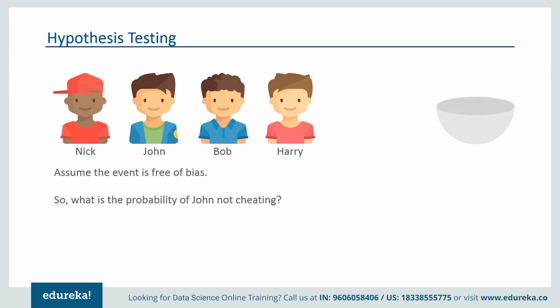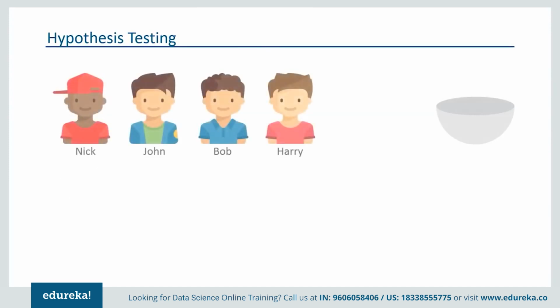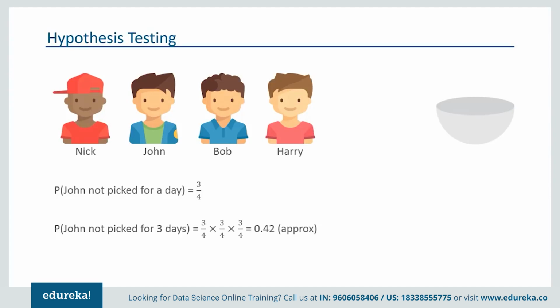Now if we give him the benefit of the doubt, let's consider if John is not picked for a day, the probability is fairly high. We have a 3 by 4 probability, which is 75%. Now if John is not picked for 3 days in a row, the probability drops down to 0.42 approximately, which is also 42%. Now let's take a situation where John is not picked for many days in a row. Let's say 12 days in a row. The probability goes down to 0.032, which is also 3.2%.